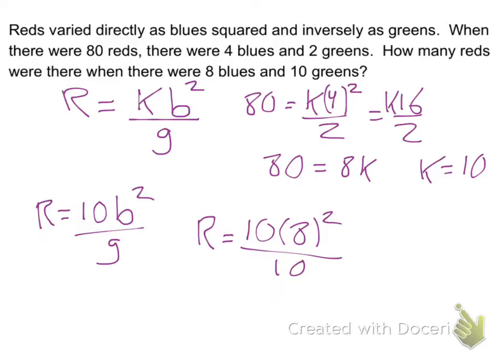Hey, here's something really cool. What happens to the 10s? And what's 8 squared? So the reds are 64. That's it. That's all you would have to do. But again, it's the setup of the problems that get us. It's not necessarily the math.